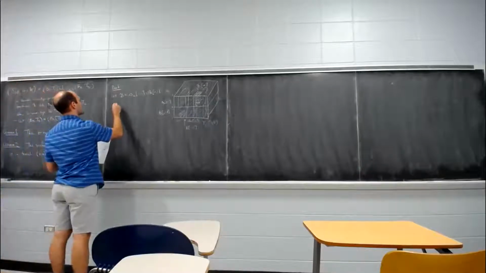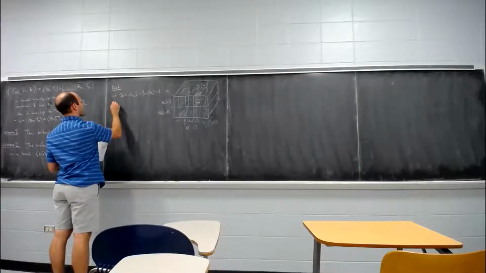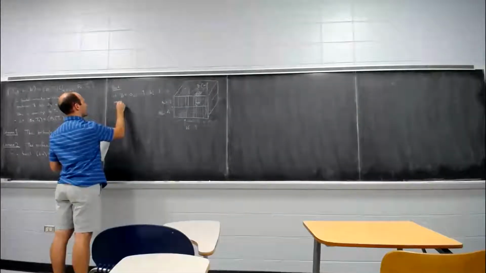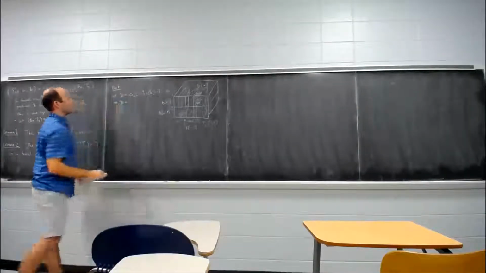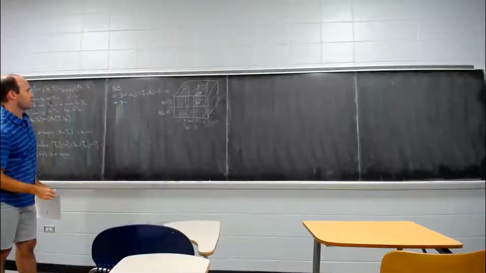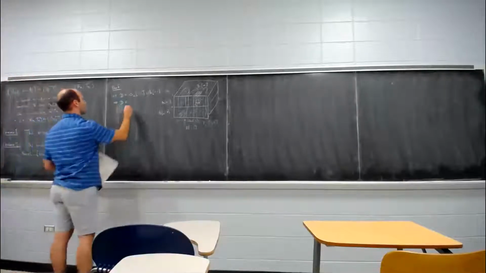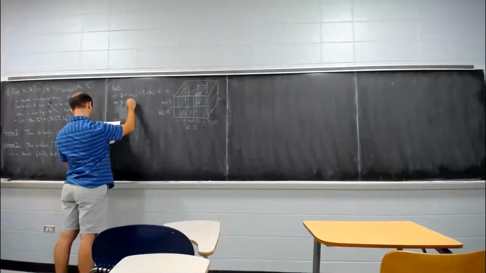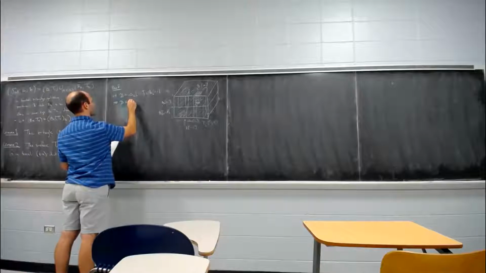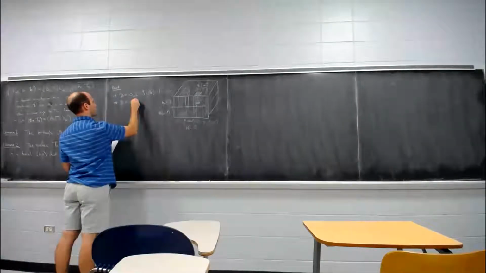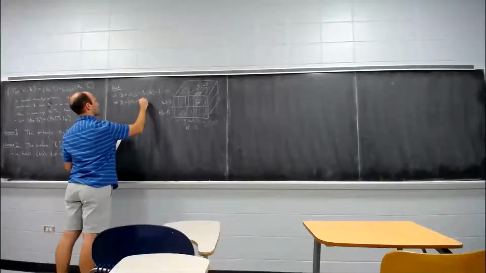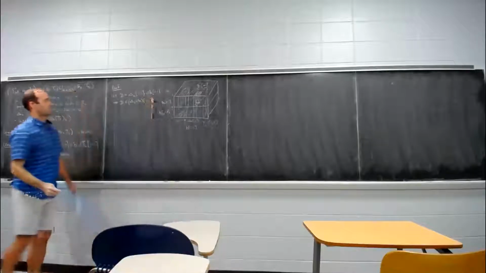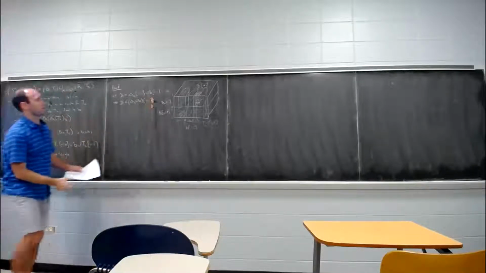So the first thing we should observe is that B is diffeomorphic to delta 2 union the bands from 0 to 1. So what do I mean by that?